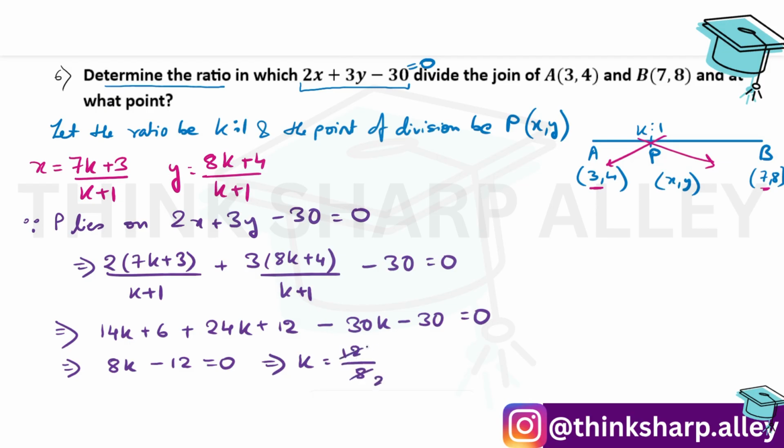So cancelling by 4 we have 3 by 2, which means the ratio is 3 is to 2. So I will clear this up and I'll write 3 is to 2 over here. And now finding the point becomes very easy, just like our first question.